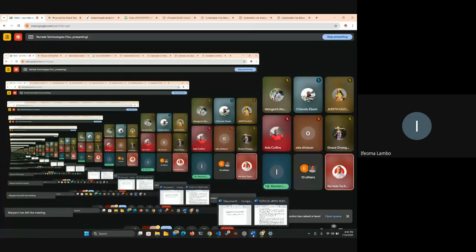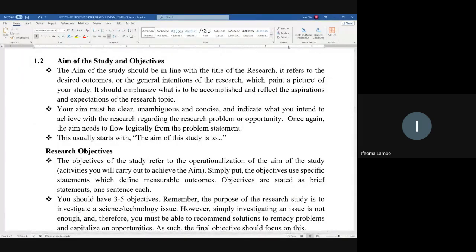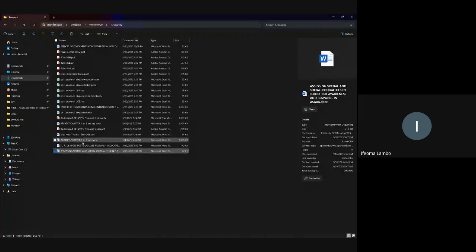Please, my question is, in some of the supervisors' templates, I noticed that there is no hypothesis highlighted. For some of the lecturers, I was thinking, how do you write a proposal, a project, without a hypothesis? What do we do about that?